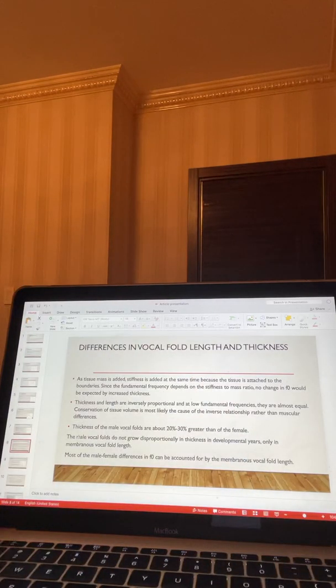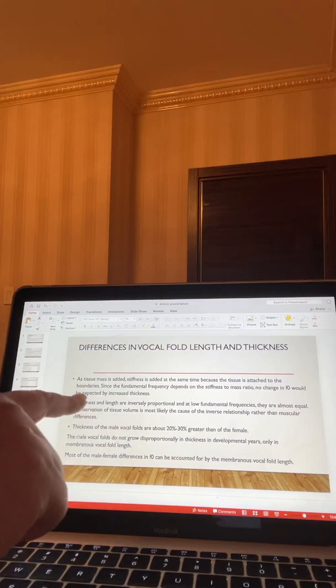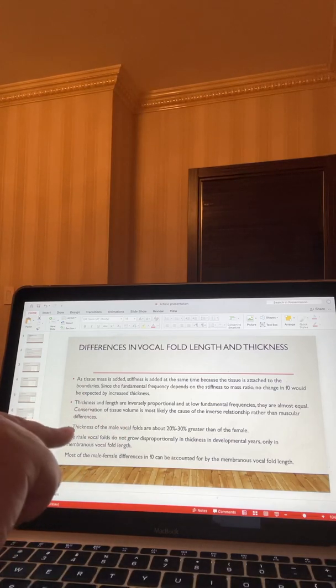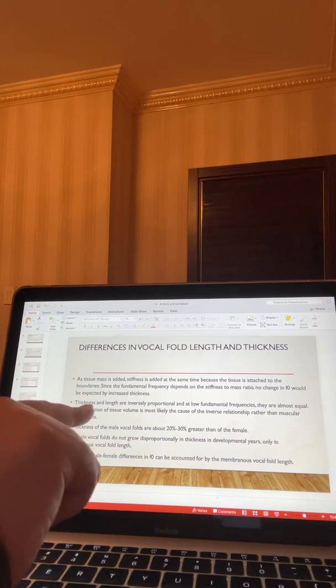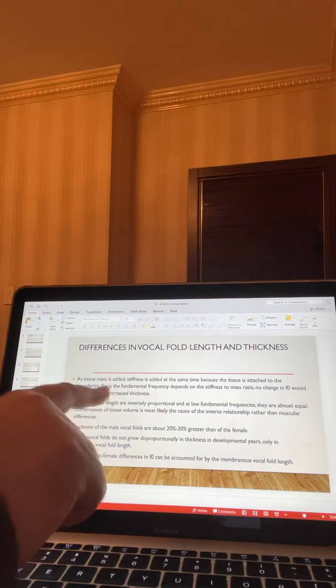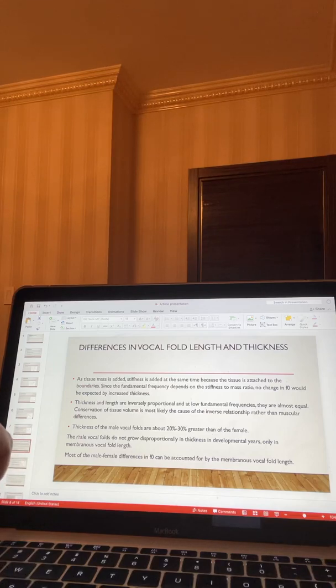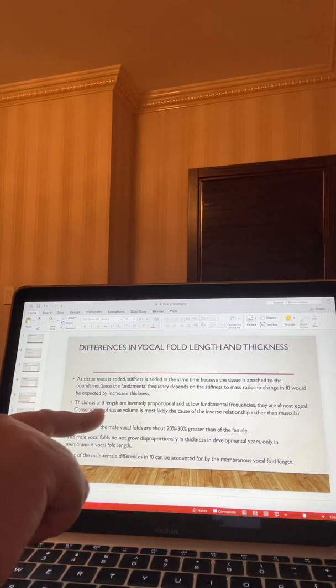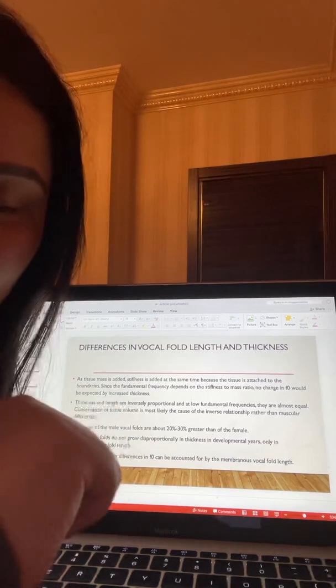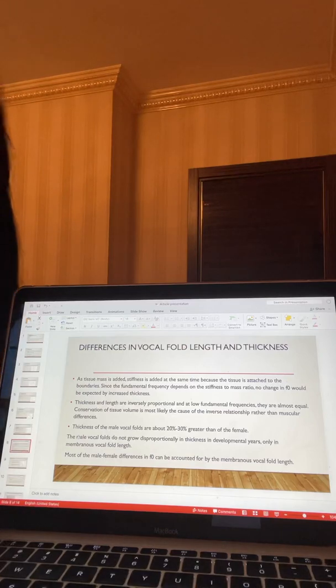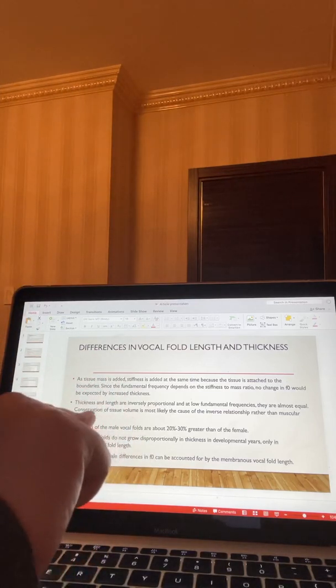Continuing with the differences in vocal fold length and thickness. As tissue mass is added, stiffness is added at the same time because the tissue is attached to the boundaries. Since the fundamental frequency depends on the stiffness to mass ratio, no change in F0 would be expected by increased thickness. So because of the increased thickness, there would be no changes to the F0.